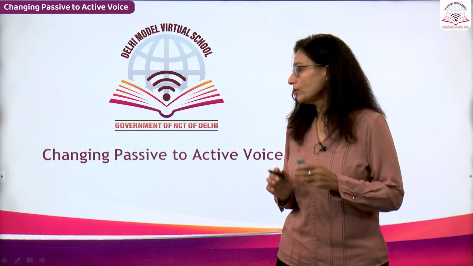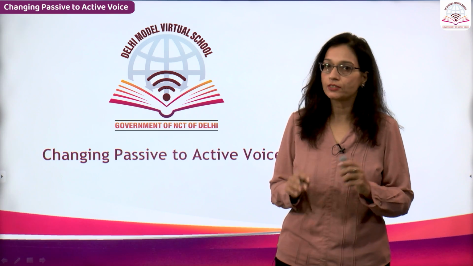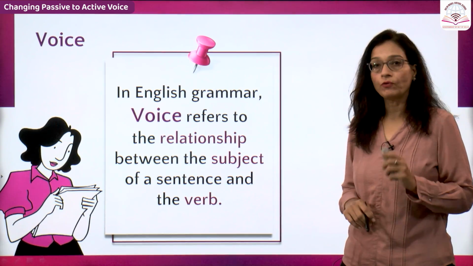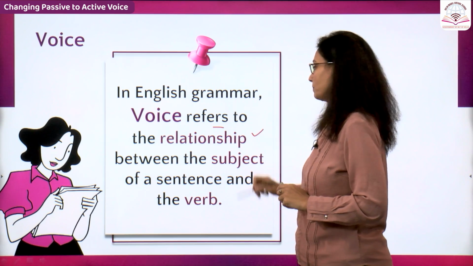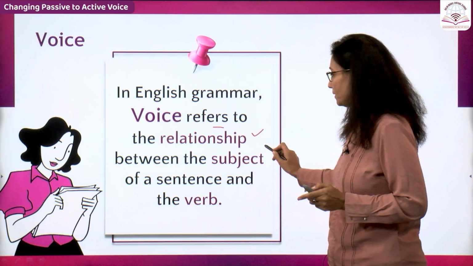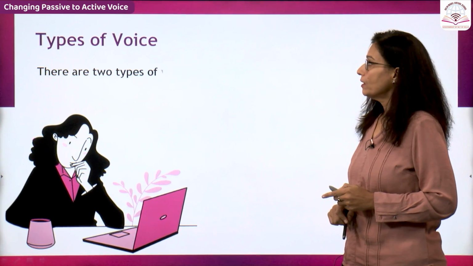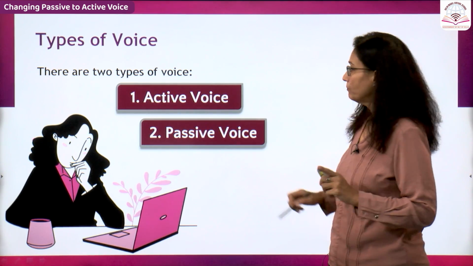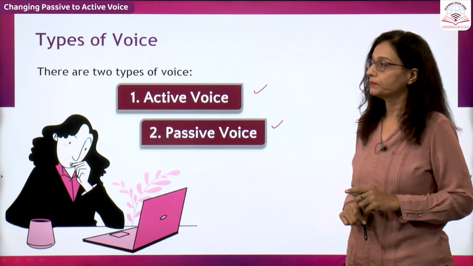We are talking about active and passive voice, and today we are going to learn how to change passive voice to active voice. When we say voice in English grammar, we refer to the relationship between the subject of the sentence and the verb of that sentence. There are two types of voices in English language. The first is active voice and then we have passive voice.